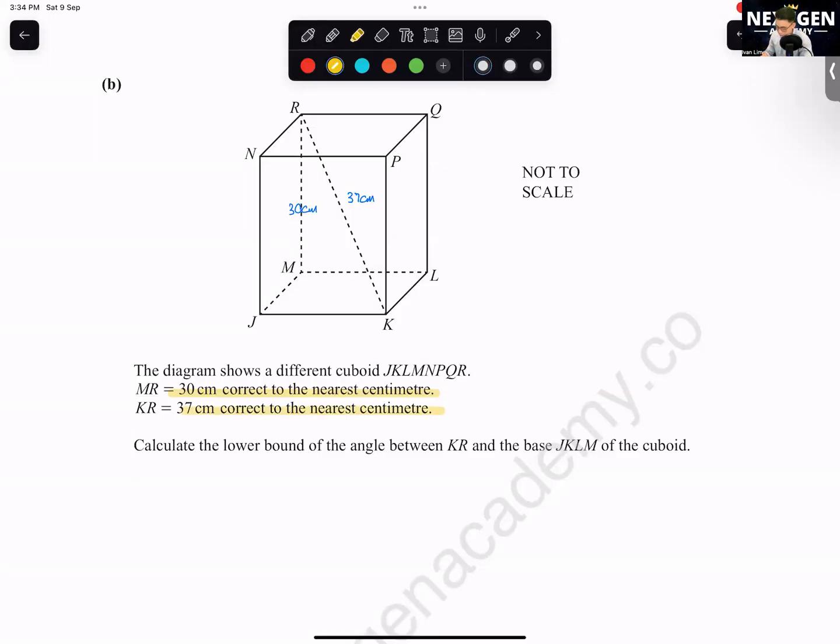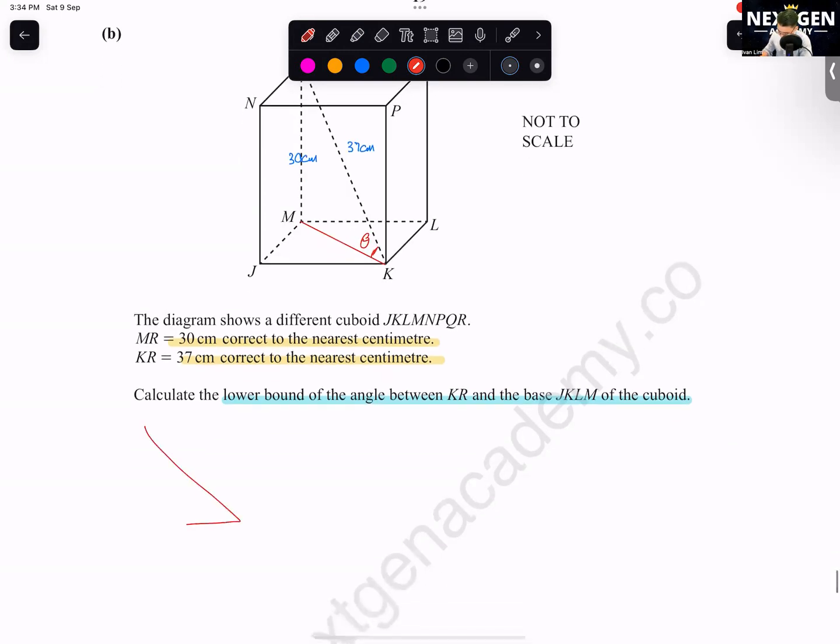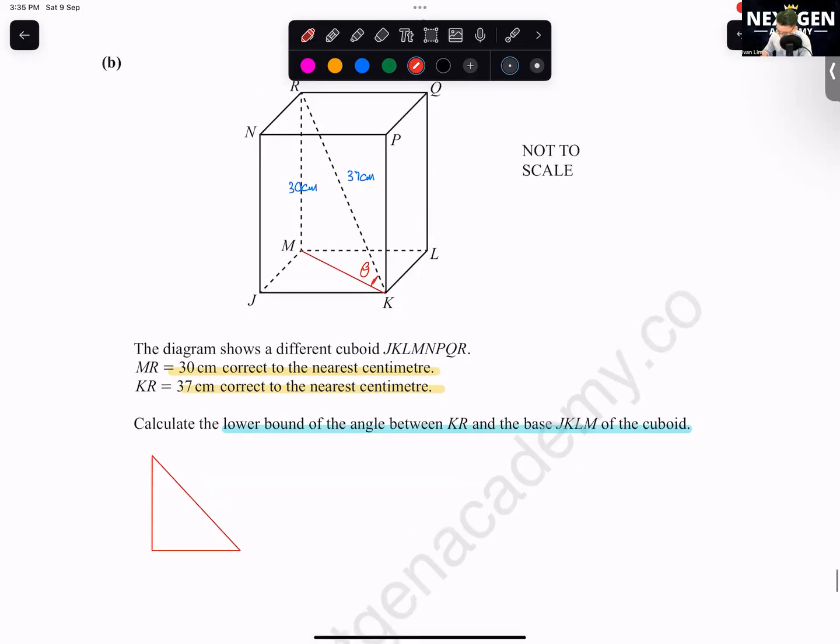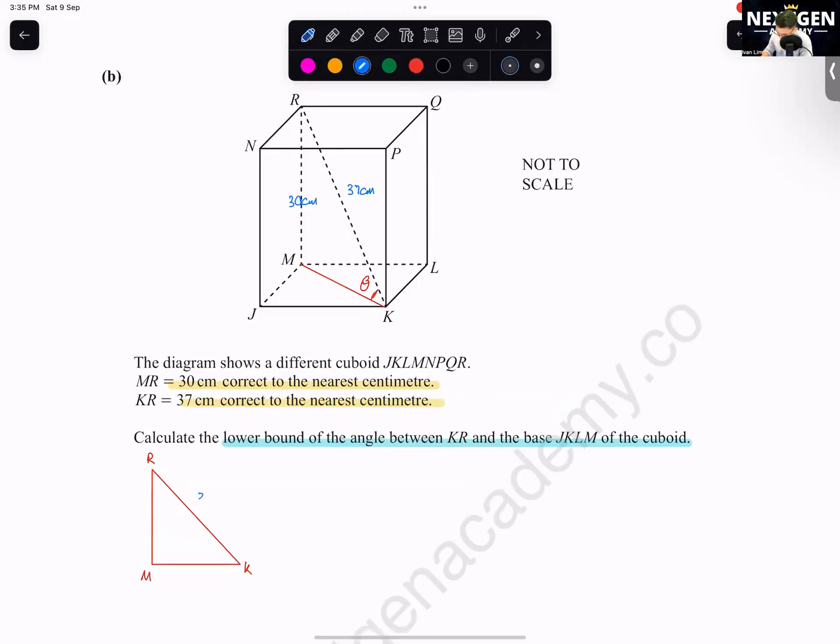question. So they say calculate the lower bound of the angle between KR and the base of the cuboid. Basically, they are asking you to find this angle over here. Okay, RKM. This is the theta they want you to find. Okay, this is an interesting question. So RKM, we have here 37, we have here 30. How to find this theta over here? Okay, you want to find the theta by using SOHCAHTOA.